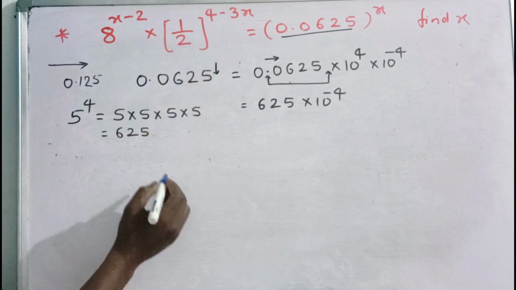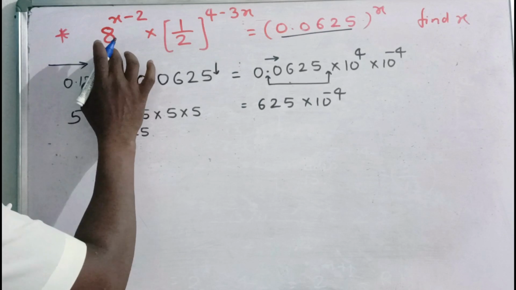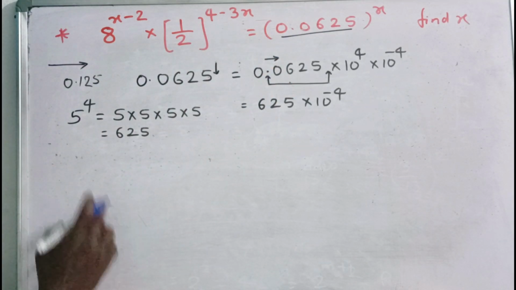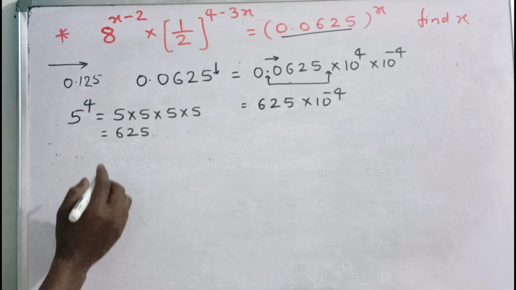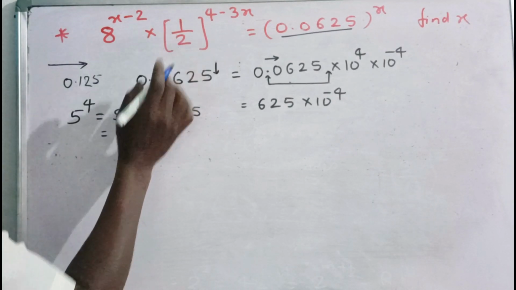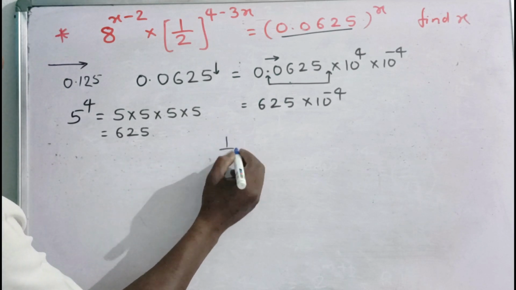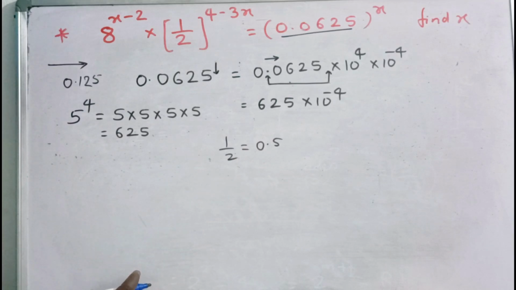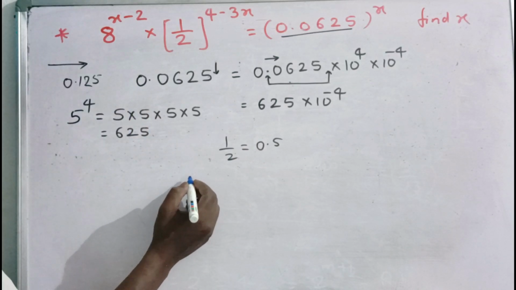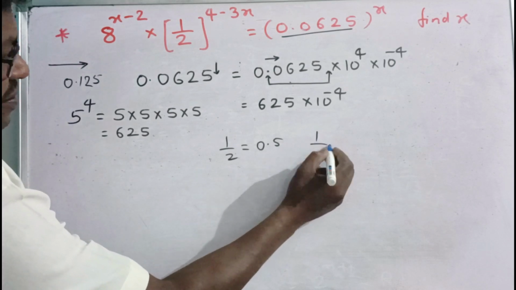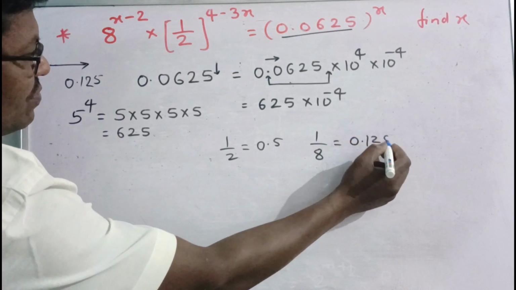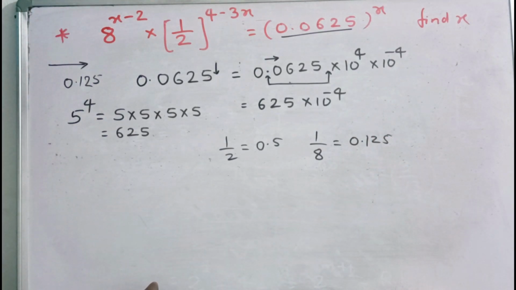Now what is 1 by 2? All these terms we should have, it comes in 5 raised to the power 4. Again 1 by 2 is nothing but 0.5. Again it comes in 5, no problem. 8, 1 by 8 is equal to 0.125. Okay, all the terms comes in 5.